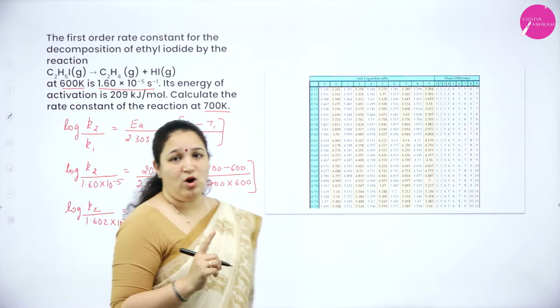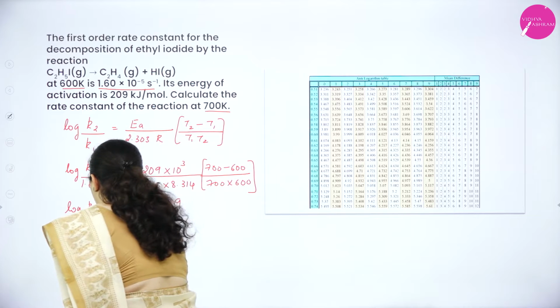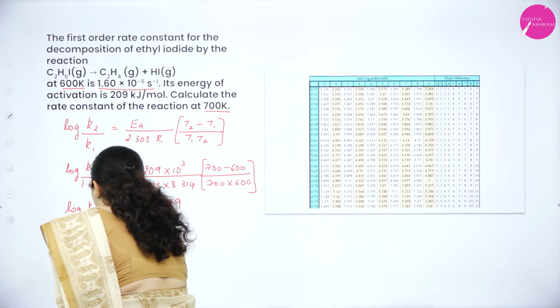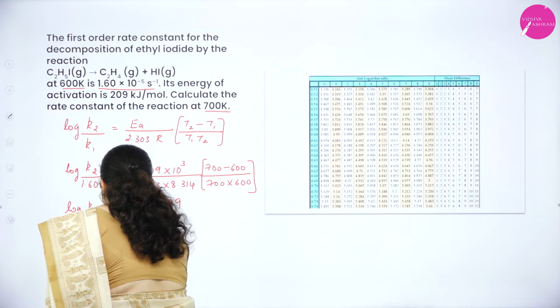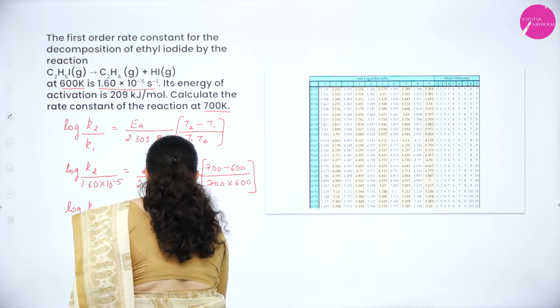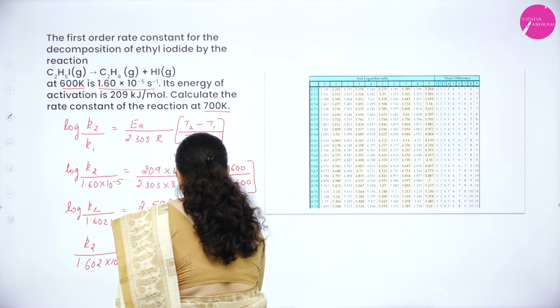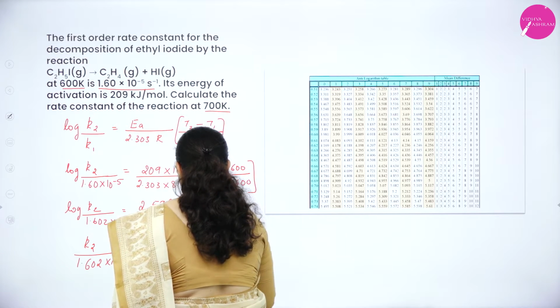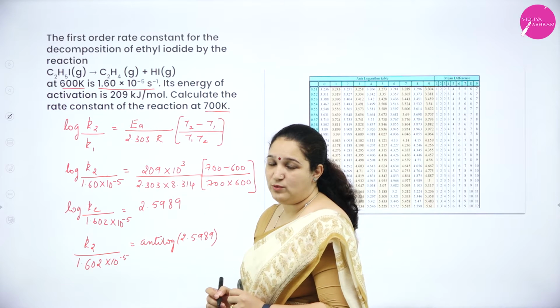Now when I take log on the other end, it will become antilog. So here K2 by 1.602 into 10 to the power minus 5 will remain. So I have to find out the antilog of 2.5989.